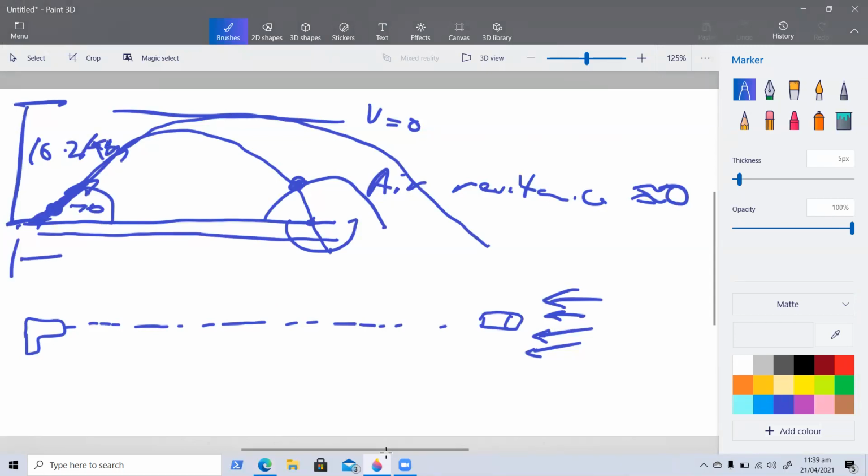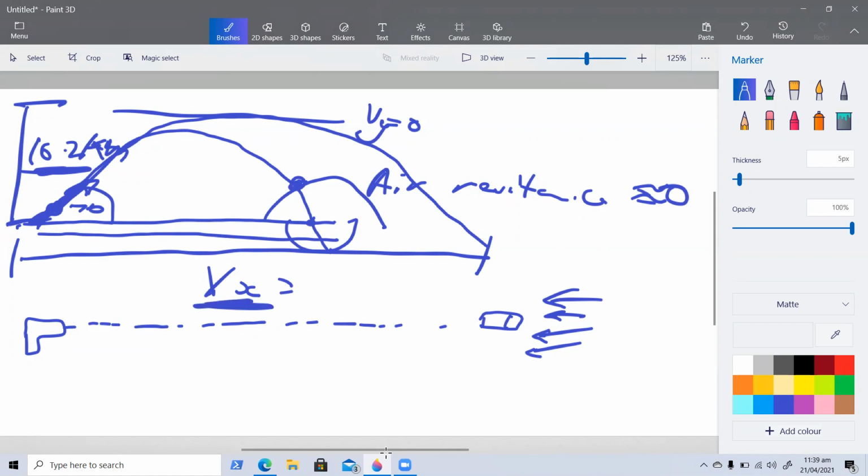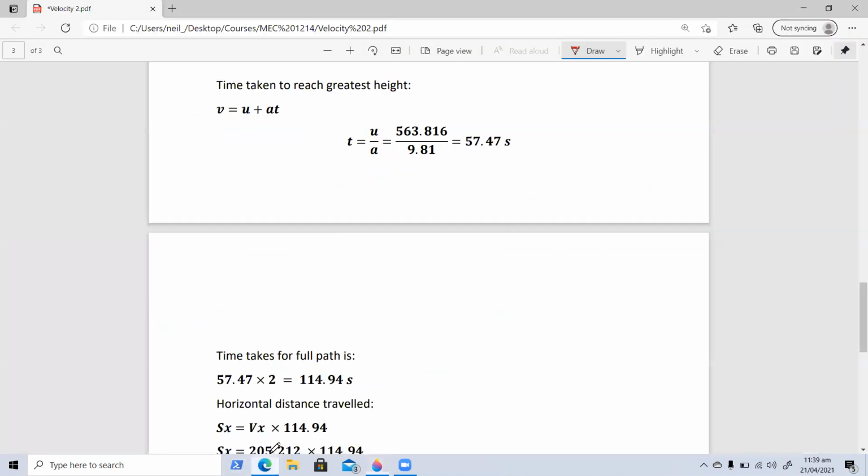And it's going to go some horizontal distance. For this 16.2, we use the vertical component, Vy. For this horizontal part, we need to use the horizontal component, Vx. Now, obviously, you can call this whatever you want. You can write out horizontal component if you want. Okay, good.